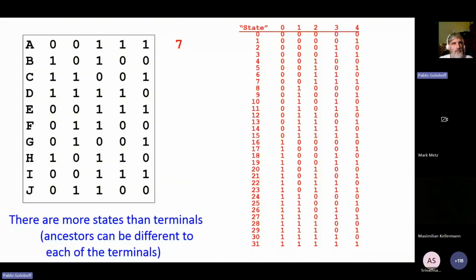Then you have B, which is 10100, and that corresponds to state 20. And then you complete all the entries for each of the taxa. And then you have a new matrix of a single character, right?